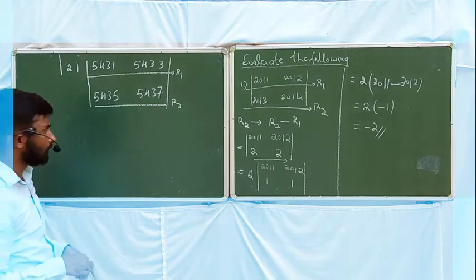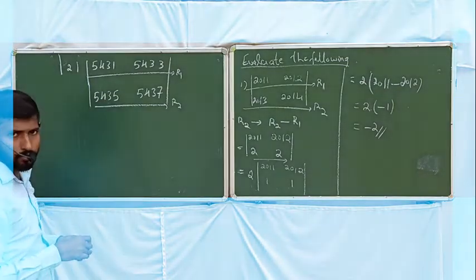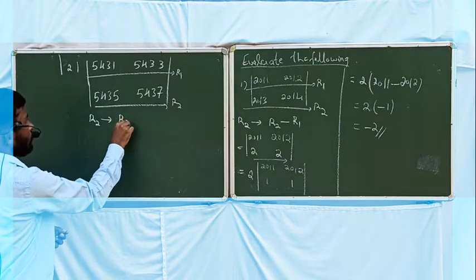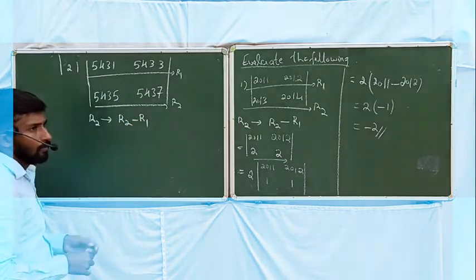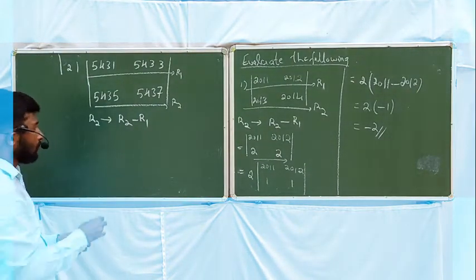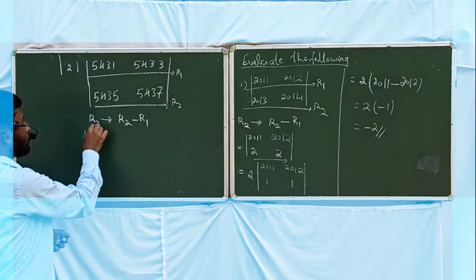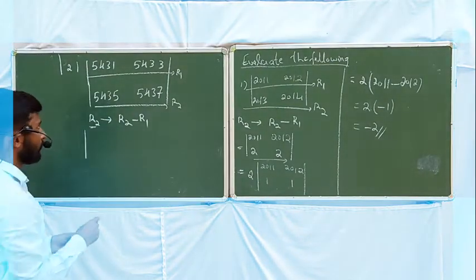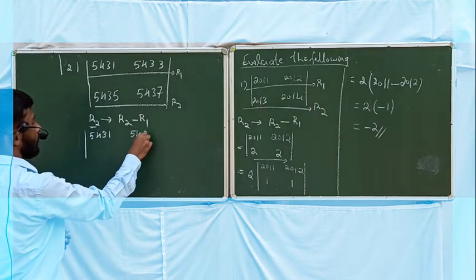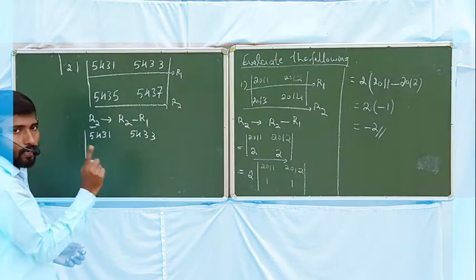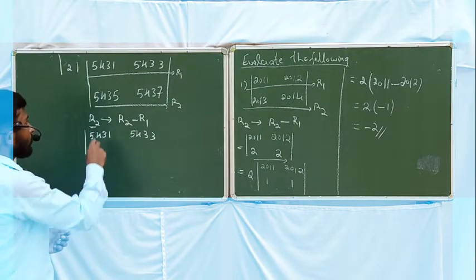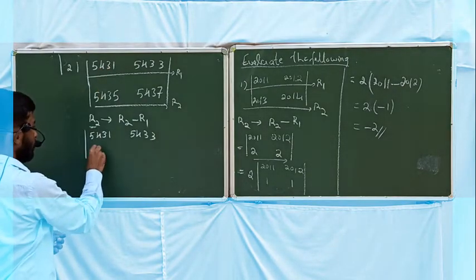First use the elementary operation. Apply the operation on R2 such that R2 minus R1. Subtract the corresponding elements of R2 and R1. Since you are applying the operation to R2 only, R1 remains the same. So 5431, 5433. Why? Because you are applying the operation to R2 only. Then simplify. 5435 minus 5431, 4 is remaining.